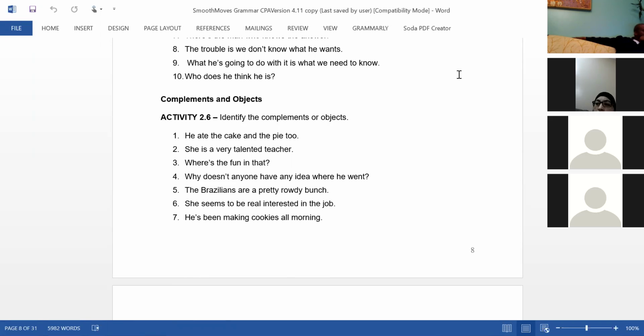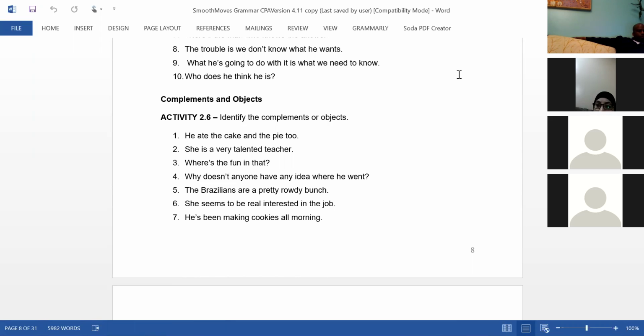Are you ready? Number 1, she runs on the beach before breakfast every day. On the beach, it's for place. Before breakfast, it's for manner, and every day for time. Is that correct? Yes. Number 2, in the spare room, place, all week, time. There you go. Number 3, into my office, place, first thing in the morning, last week, time.